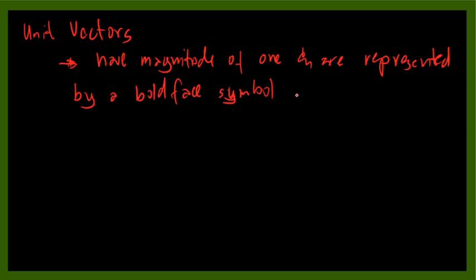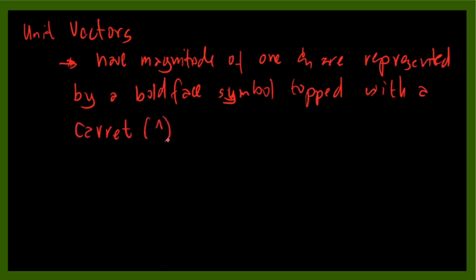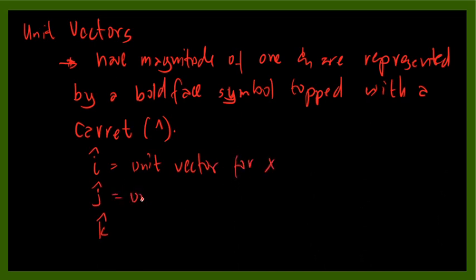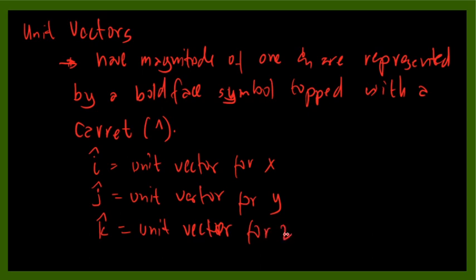So a boldface symbol, so probably it will be a letter symbol on top with a caret. Okay, so the symbol for a caret is this one. Some of the mathematicians will call that one a hat. So we have i hat, which is one of the unit vectors in three-dimensional space. We have j hat and k hat. So this is the unit vector for the x component, this is the unit vector for the y component, and this is the unit vector for the z component.